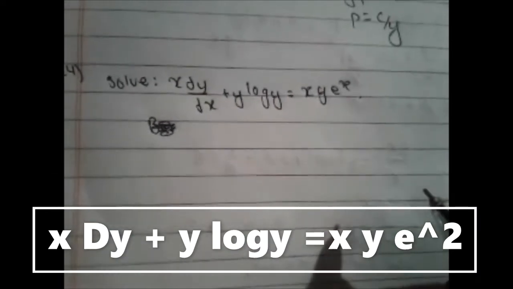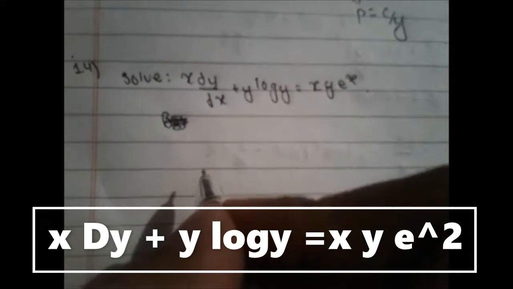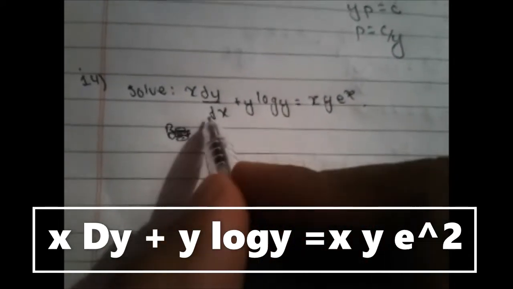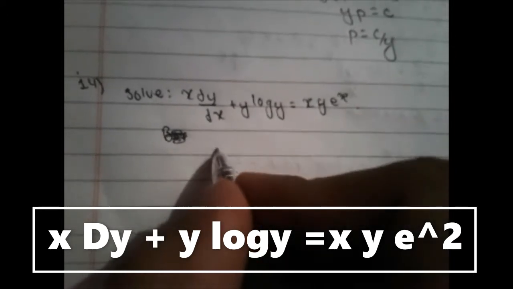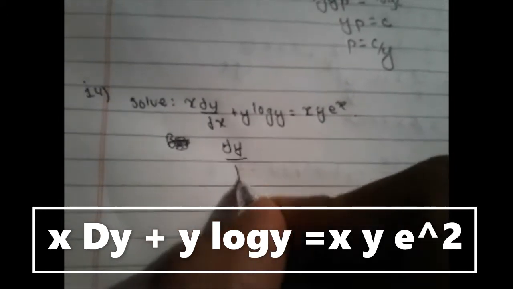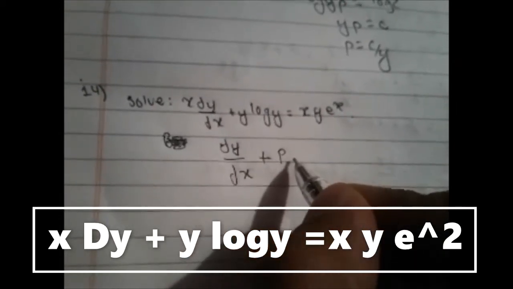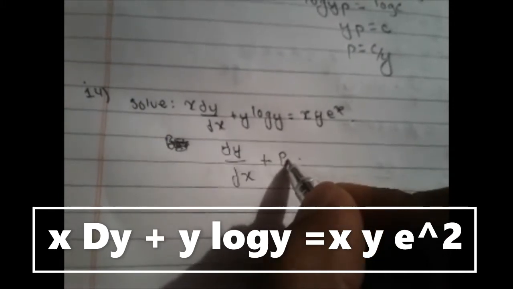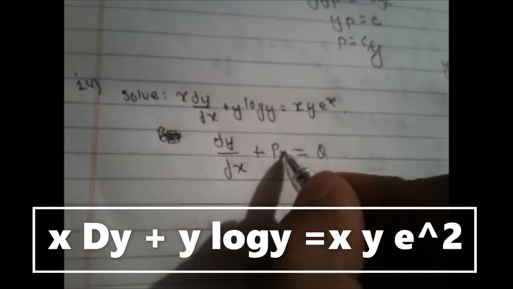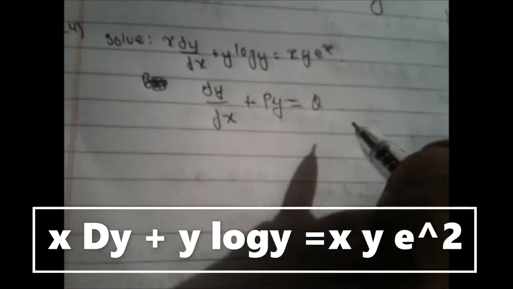Next question comes your way from the Bernoulli equation. What we have here, we have this equation. First, manage it in the form of dy by dx plus p y is equal to q, like this.